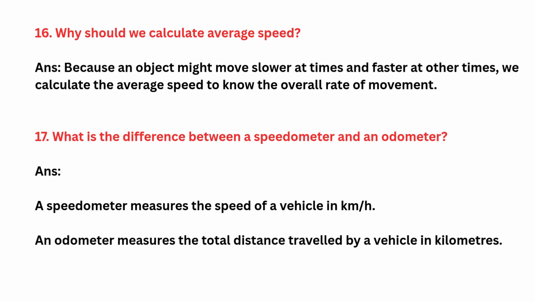Question number 16. Why should we calculate average speed? Answer: Because an object might move slower at times and faster at other times. We calculate the average speed to know the overall rate of movement. Question number 17. What is the difference between a speedometer and an odometer? Answer: A speedometer measures the speed of a vehicle in kilometers per hour. An odometer measures the total distance travelled by a vehicle in kilometers.